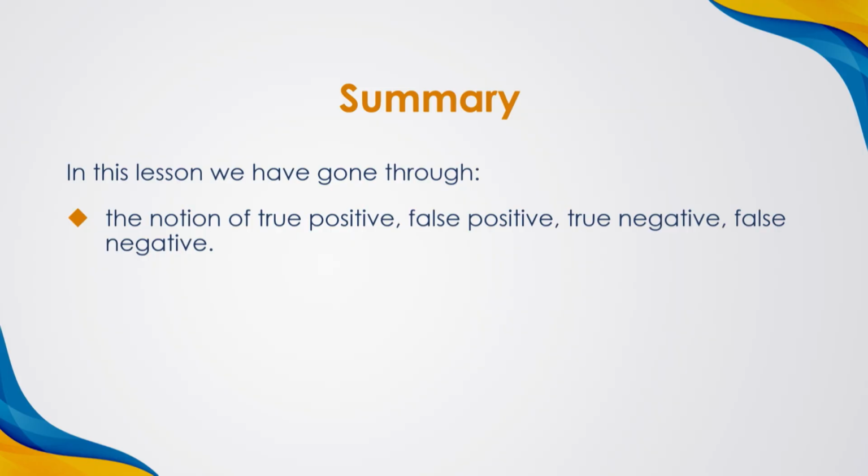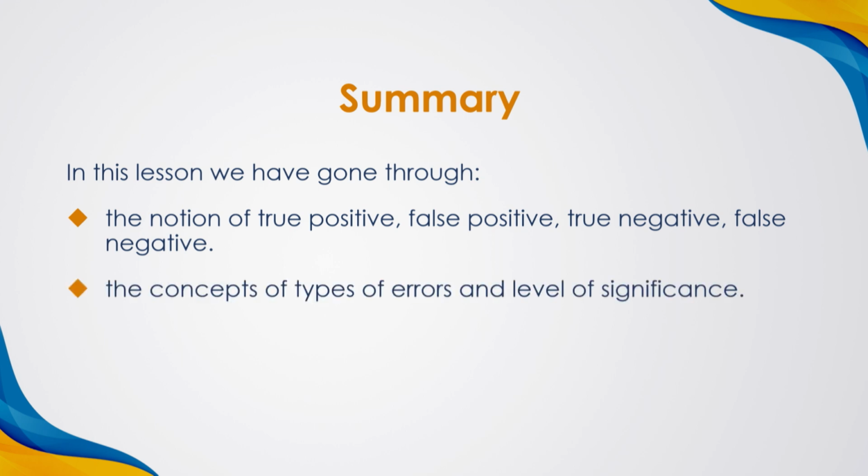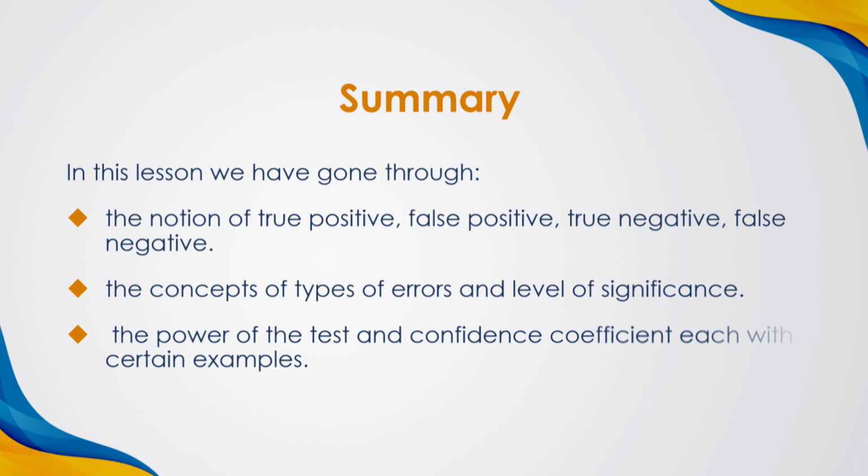Let us summarize what we have learnt from this lesson. In this lesson, we have gone through the notion of true positive, false positive, true negative, false negative with examples, and also the concepts of types of errors and level of significance. The power of the test and confidence coefficient were also discussed in detail in this lesson with certain examples. I hope these concepts will be helpful to you in your research. We have completed our lesson on the errors in hypothesis testing and power of a test.